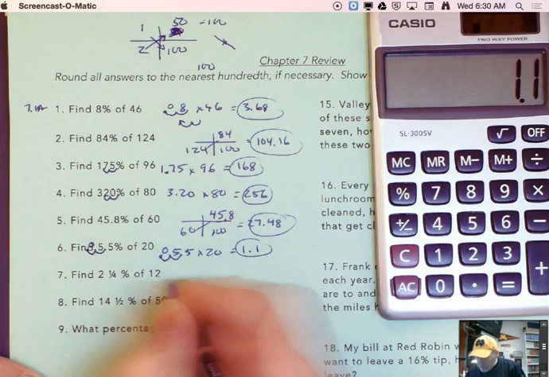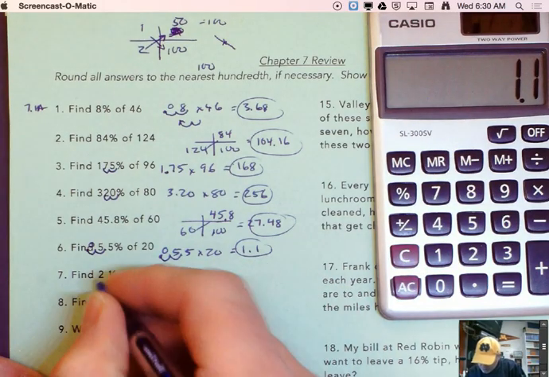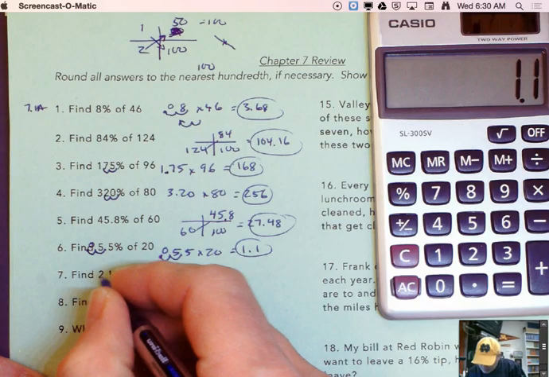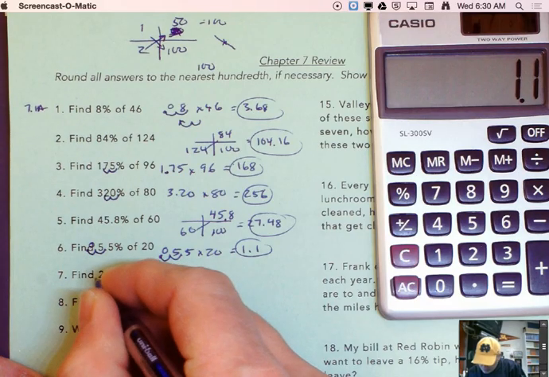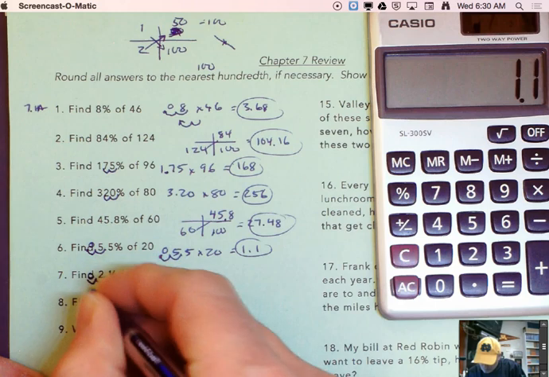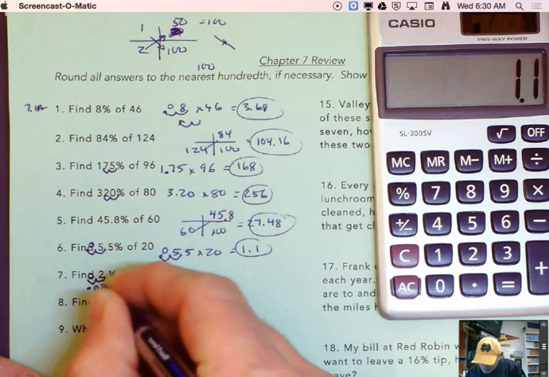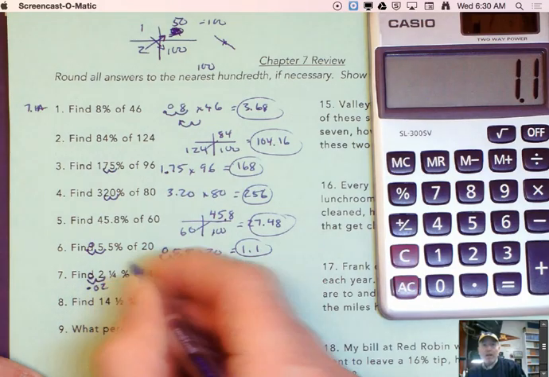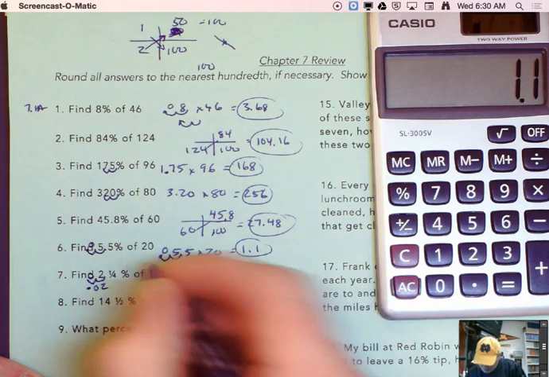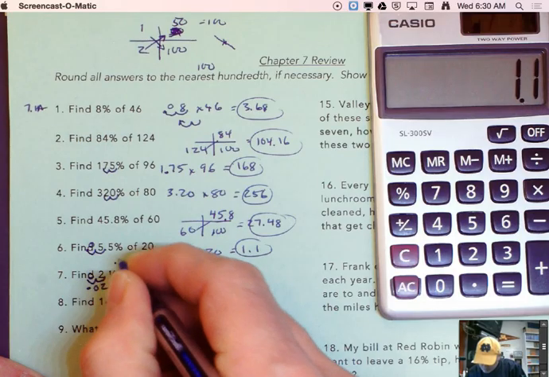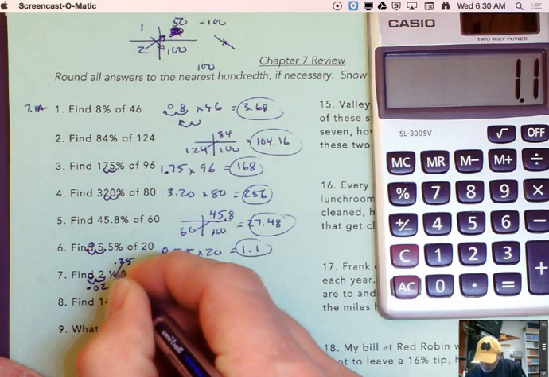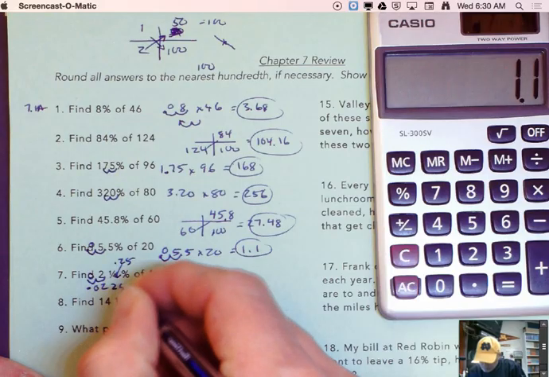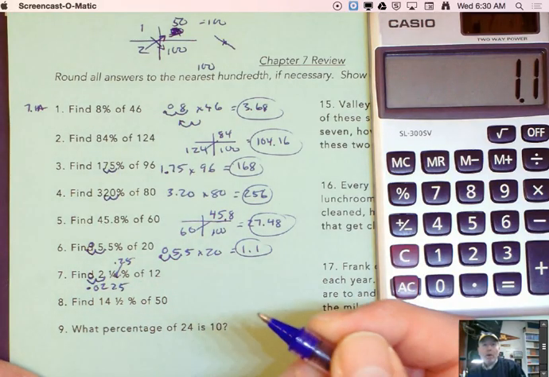2 1/4% is a little bit weird. You have to take 2% and make it into a decimal, so we get 0.02. You also have to make a quarter into a decimal. If you put 1 divided by 4 into a calculator, you get 0.25, and then you just tack that decimal on here, 25. Okay?